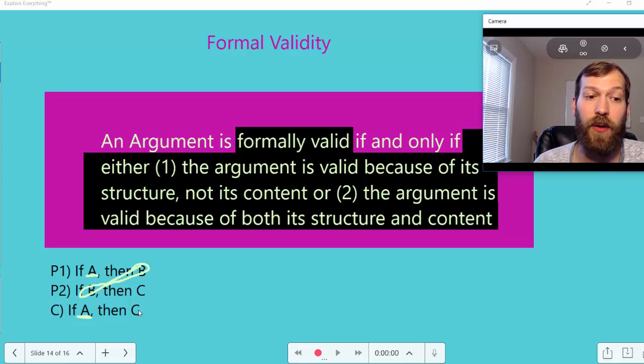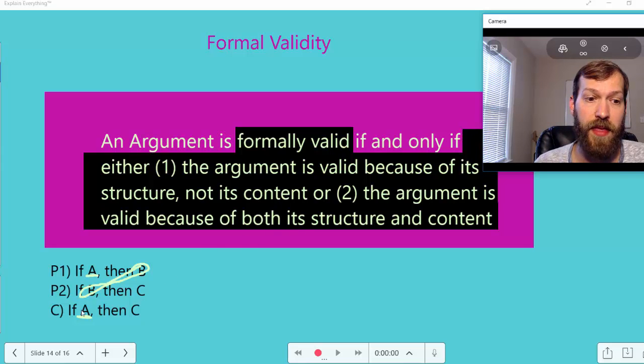And it doesn't matter what statements we put in for A, B, or C. Choose whatever your favorite statements are. As long as you substitute them in uniformly, you're going to end up with a valid argument. You might have a whole bunch of false premises and you might have a false conclusion, but you're still going to have a valid argument.